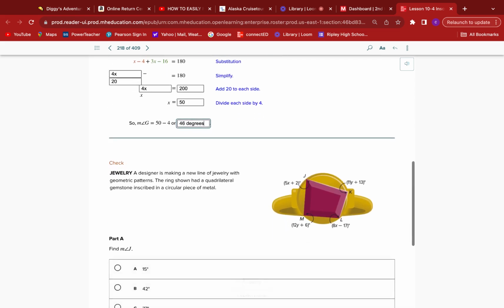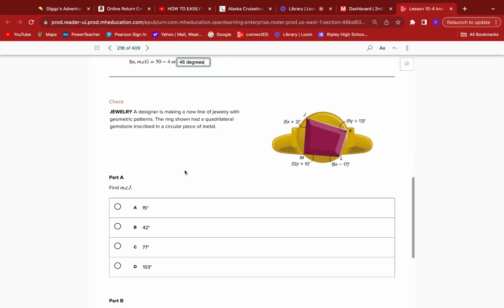All right, our check coming up. Multiple choice. All right, jewelry. A designer is making a new line of jewelry with geometric patterns. My kind of jeweler. The ring shown had a quadrilateral gemstone inscribed in a circular piece of metal.